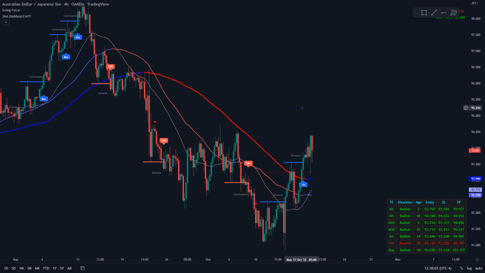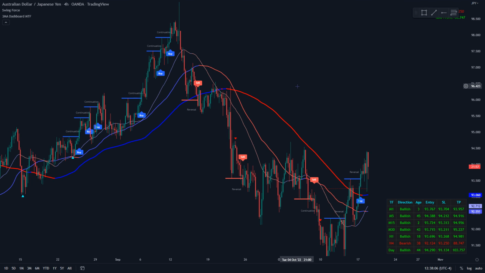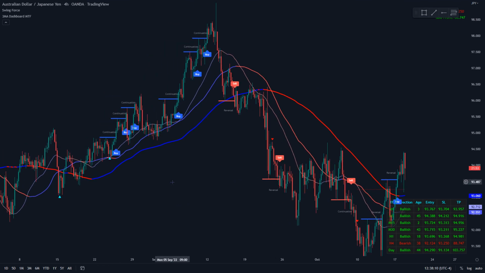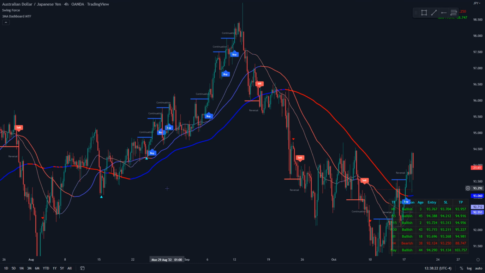So this is our swing force indicator. Just a great way to have the anatomy of a trend and a high probability direction on your chart. So, filter out whether you should be looking for buys or sells. And like I said, this does work on all time frames. I just personally prefer the higher time frames, such as the 4-hour or the daily.